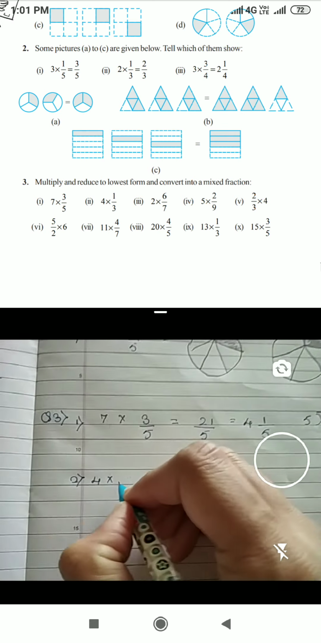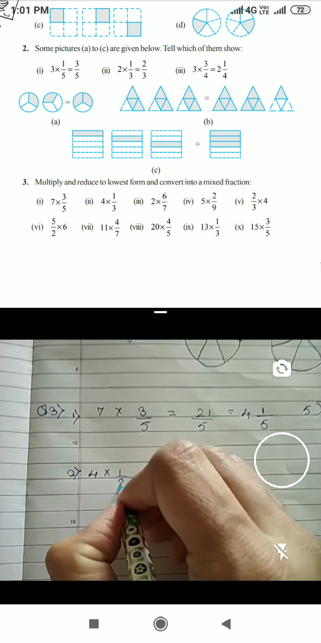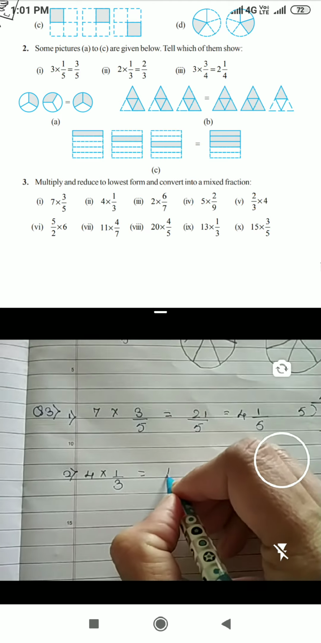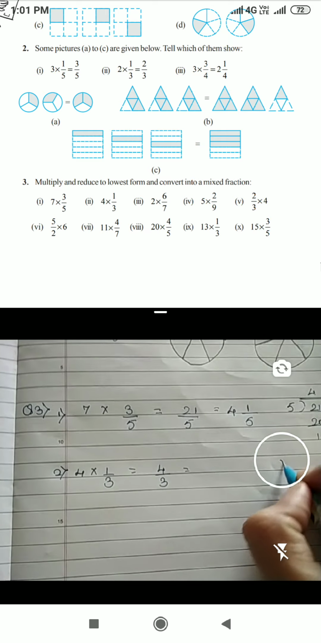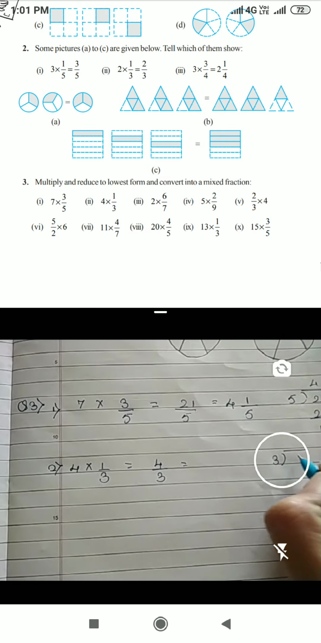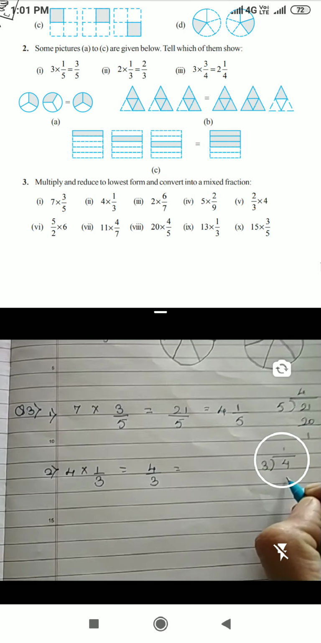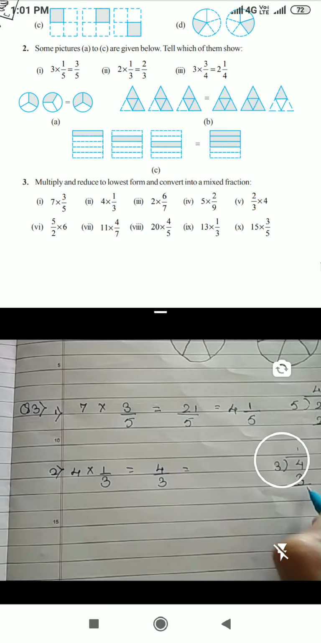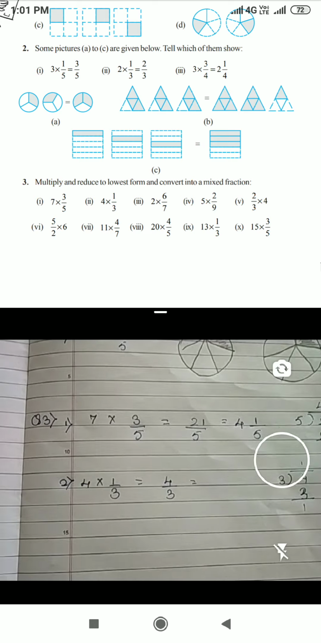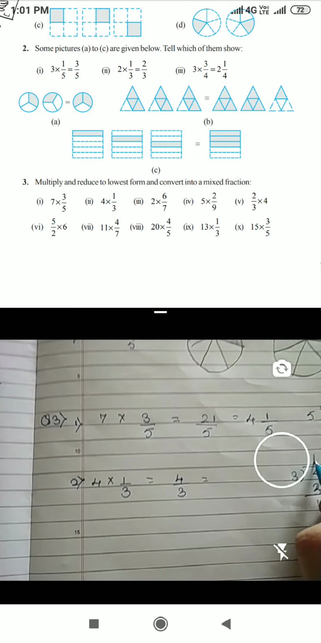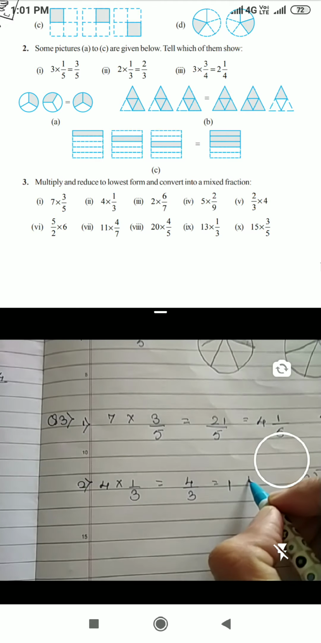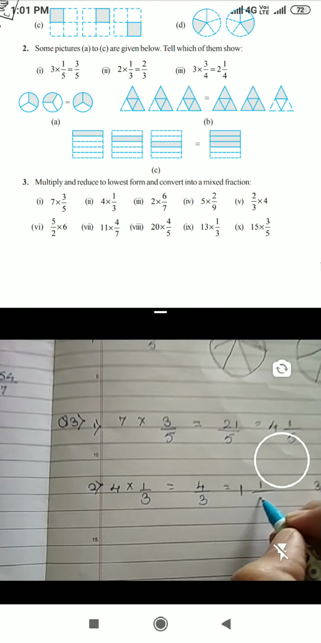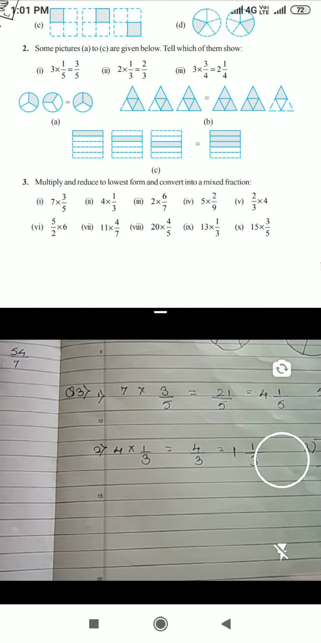Now next, second one. 4 into 1 upon 3. 4 ones are 4. 4 upon 3. Now come on, we'll convert into mixed fraction. 3 ones are 3. So now this upper one you have to write in the middle, then this lower one you have to write up, and this 3 you have to write here. Okay.